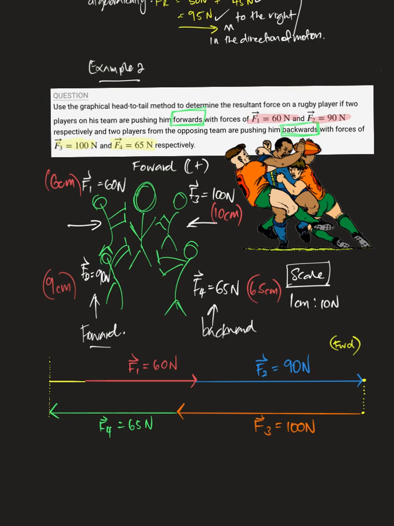Right, so let's see what that looks like. When I measure it with my pen, my ruler, for this yellow line, I'm going to get 1.5 centimeters. And that 1.5 centimeters, according to our scale, is actually 15 newtons. So on my diagram, when I label it, I'm going to say FR is equal to 15 newtons. And look at the direction in which it's moving. It's moving to the left.